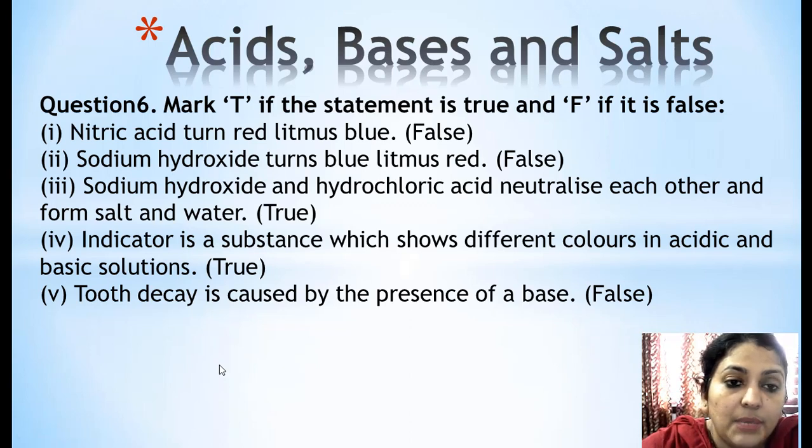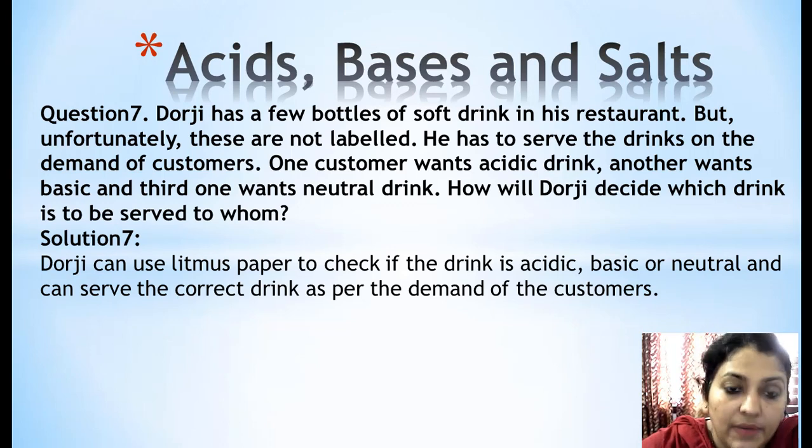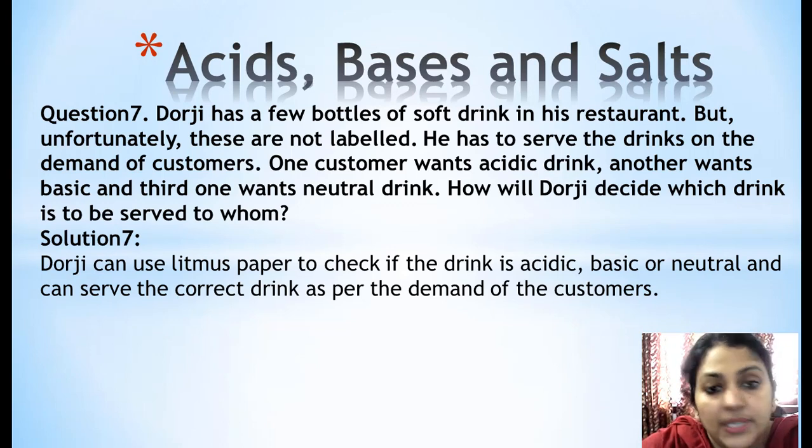Shall we move to question number 7? Yes. Question number 7. Doji, a person, has a few bottles of soft drink in his restaurant, but unfortunately these are not labeled. He has to serve the drink on the demand of customers. One customer wants acidic drink, another wants basic, and third one wants neutral drink. How will Doji decide which drink is to be served to whom?